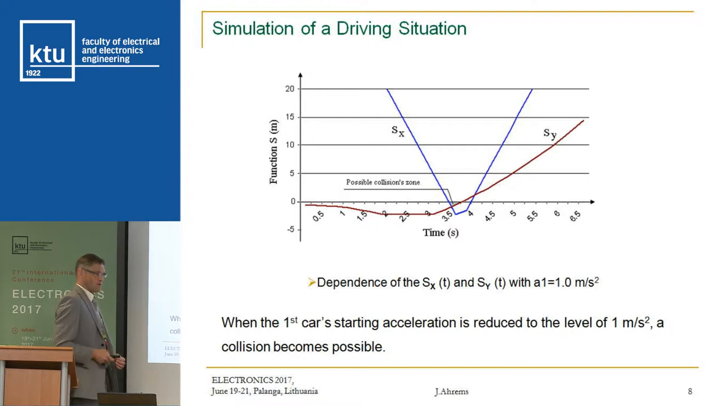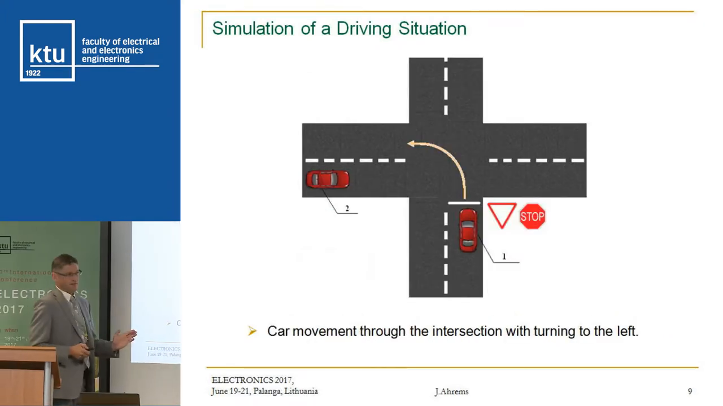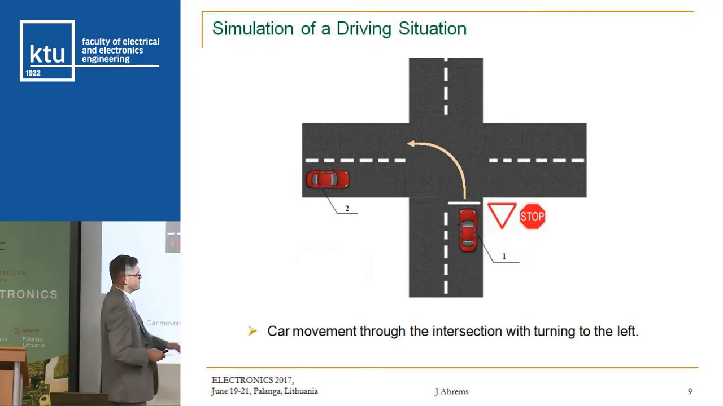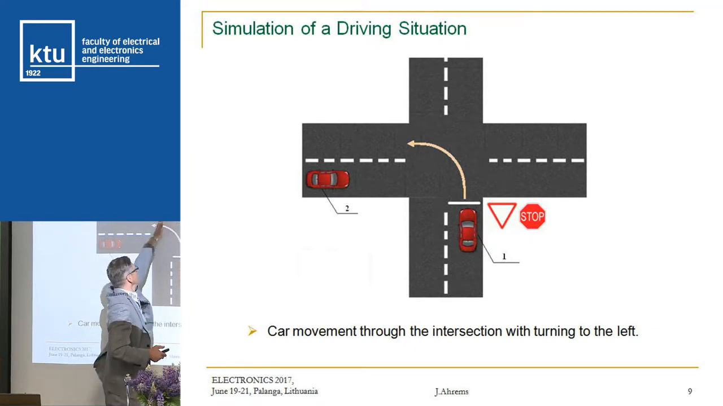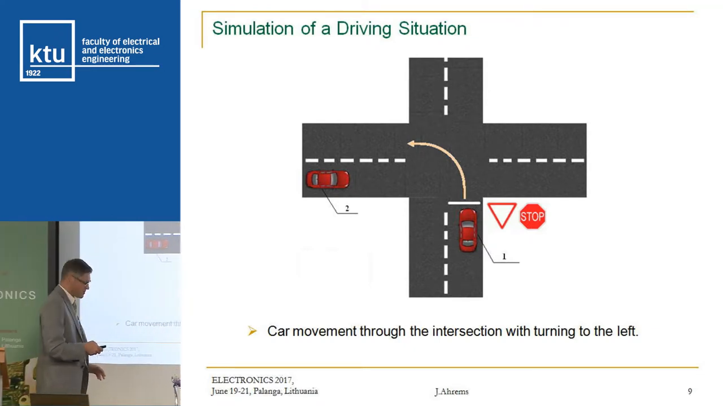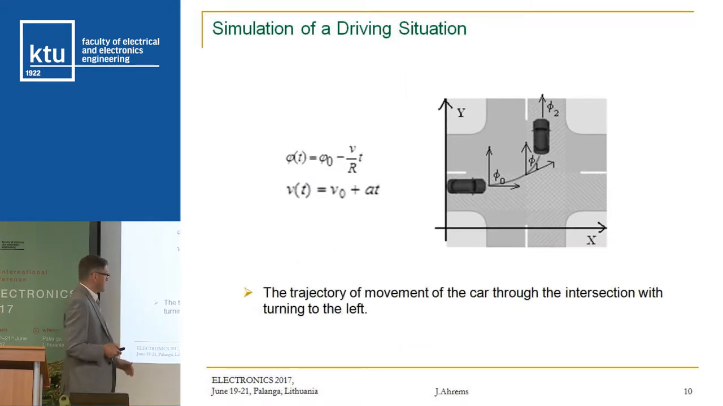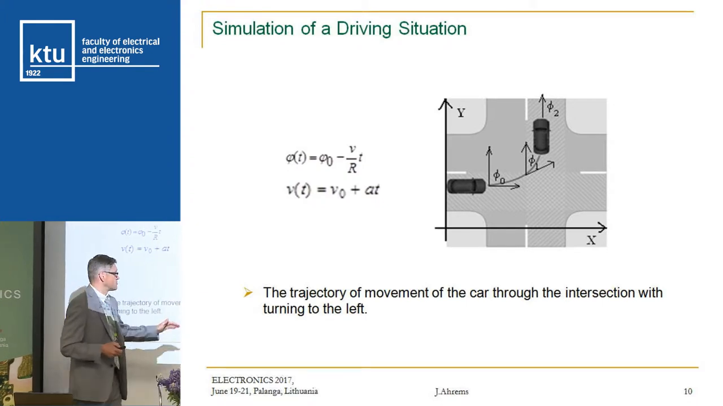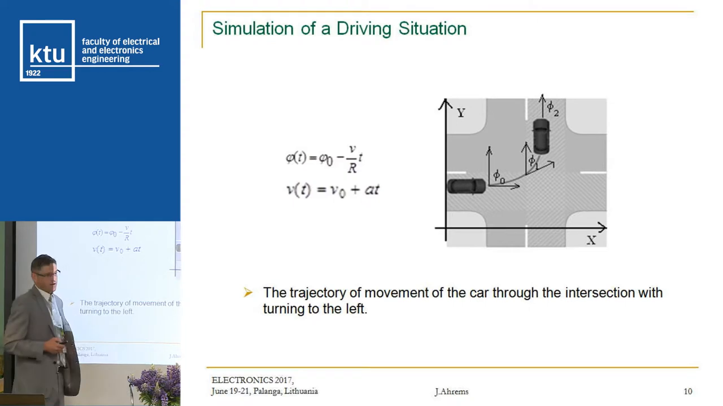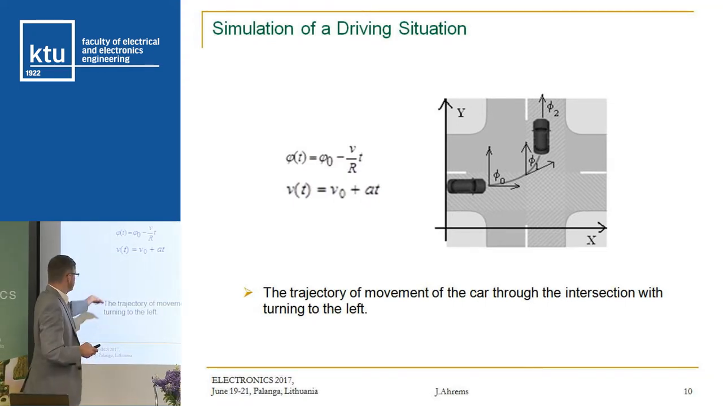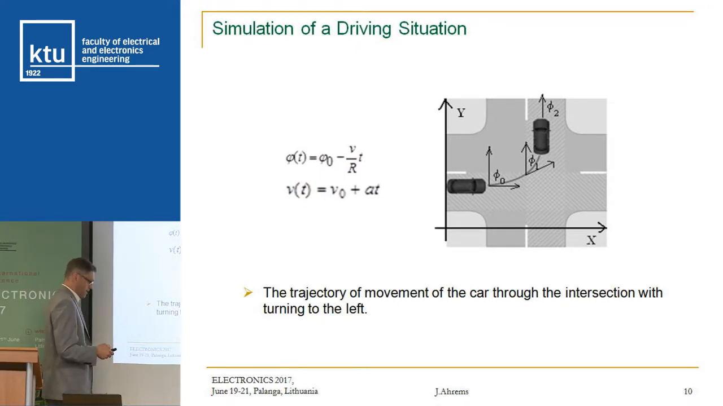Probably there will be a collision. The second case is turning left. In my simulation there is only one car; sometimes there are more cars, but here there is only one. Here, the trajectory of the car through the intersection is turning left. Change the curve's angle and the linear speed of the car.